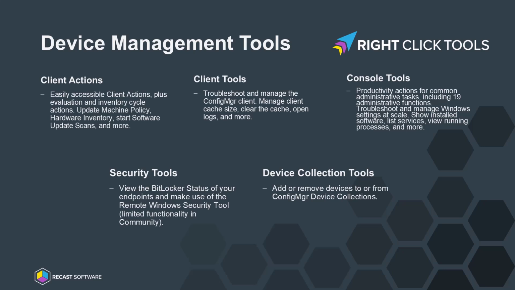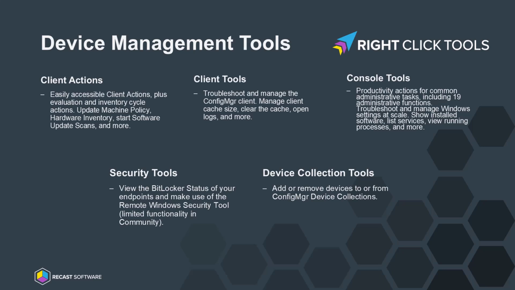The Right-Click Tools device management tools are broken down into a couple of different categories. The first category is client actions. These easily accessible client actions and evaluation and inventory cycle actions allow you to update machine policy, hardware inventory, start software update scans, and more. The client tools enable you to troubleshoot and manage the config manager client. You can manage the client cache size, clear the cache, open logs, and more.